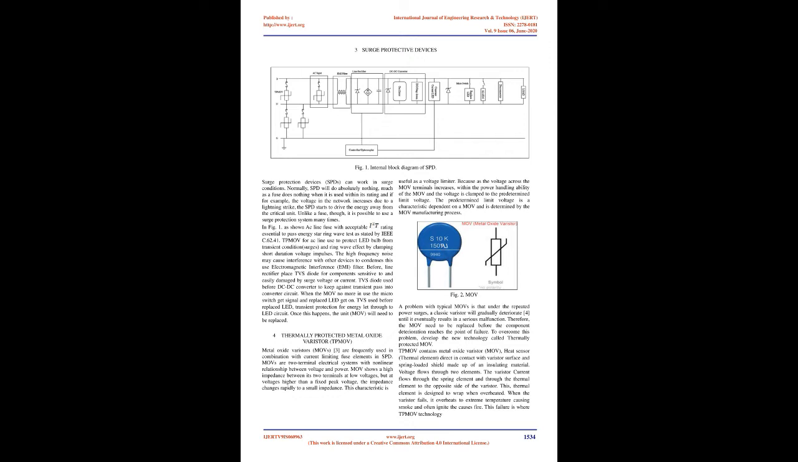Voltage flows through 2 elements. The varistor current flows through the spring element and through the thermal element to the opposite side of the varistor. This thermal element is designed to warp when overheated. When the varistor fails, it overheats to extreme temperature, causing smoke and often igniting, which causes fire. This failure is where TEEP MOV technology comes into play.